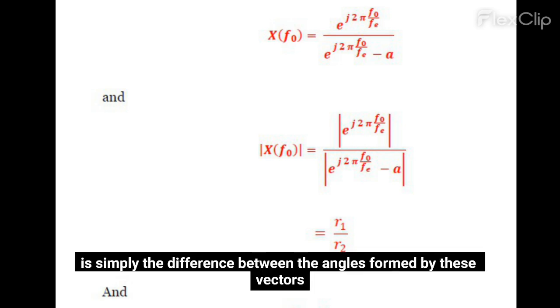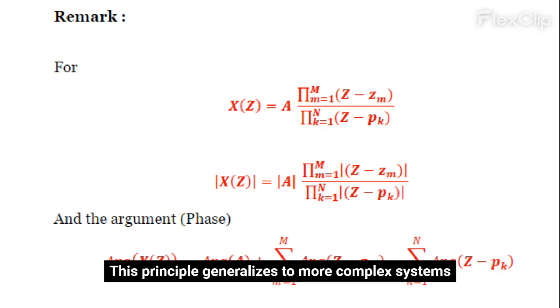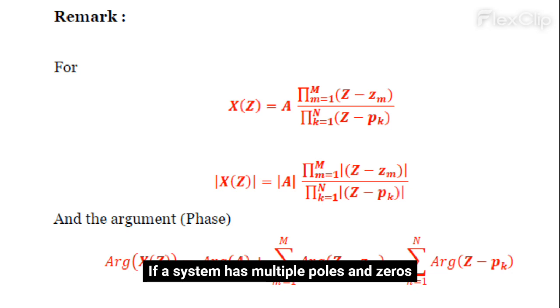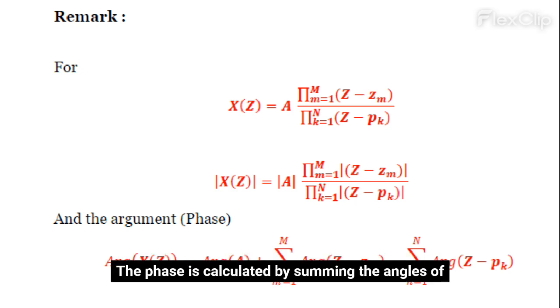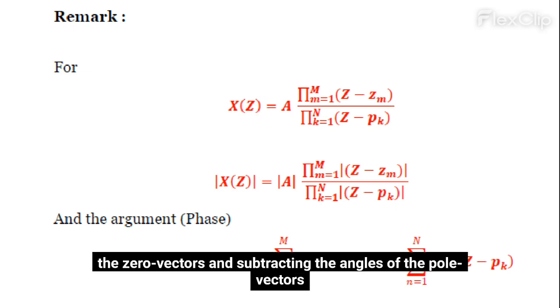The phase, or argument, is simply the difference between the angles formed by these vectors. This principle generalizes to more complex systems. If a system has multiple poles and zeros, the total magnitude is the product of the distances to the zeros divided by the product of the distances to the poles. The phase is calculated by summing the angles of the zero vectors and subtracting the angles of the pole vectors.